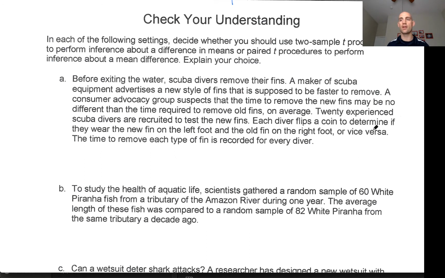Is it a case where I have two groups doing something and then I'm finding the average time and subtracting them? Or is it one group and that one group is doing both things and then I'm going to find the average time difference in this case? Well, hopefully you said that this was a one sample. Okay, and we should use a paired T procedure.